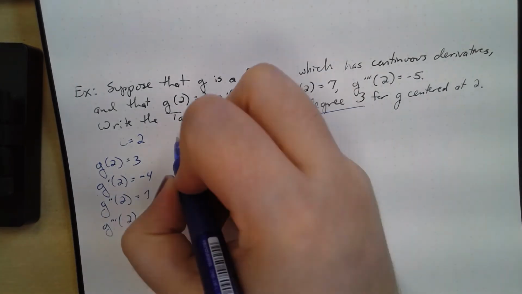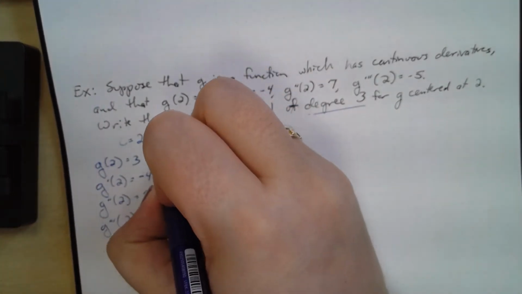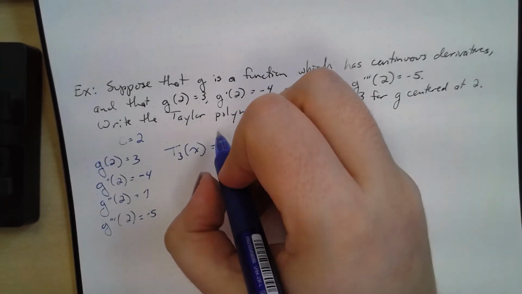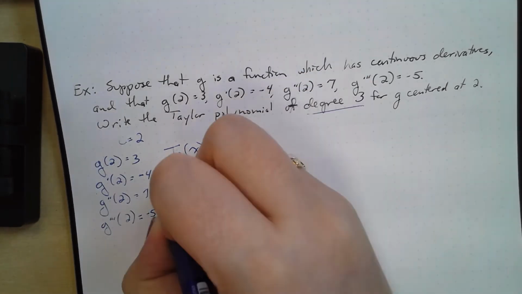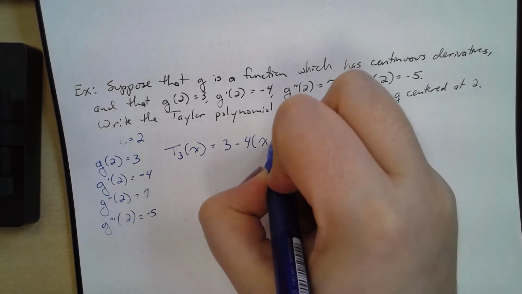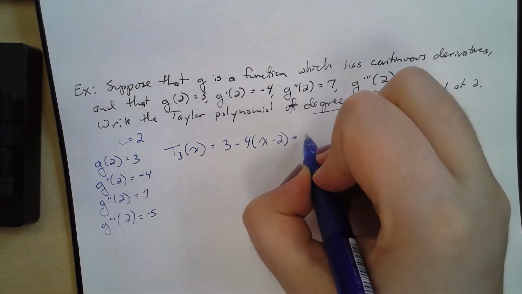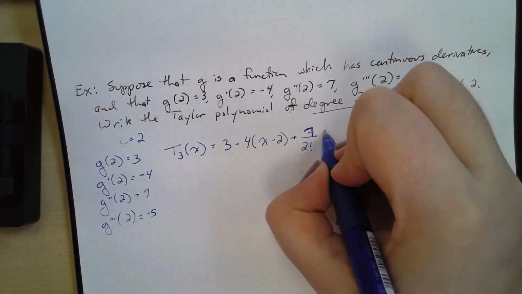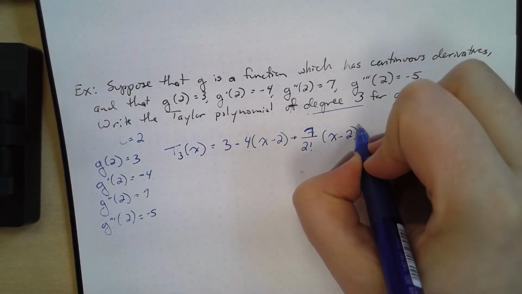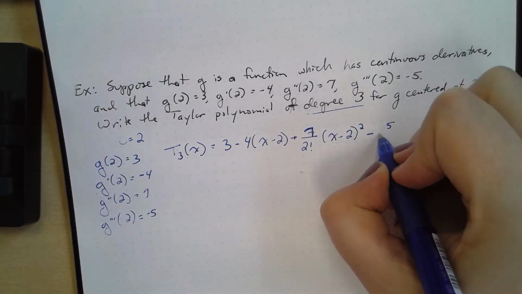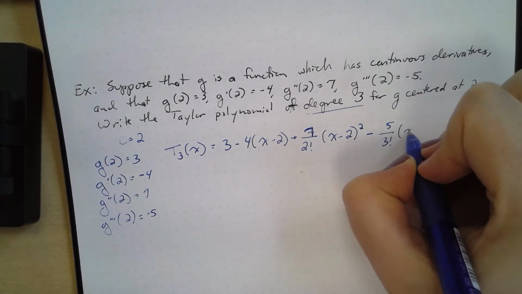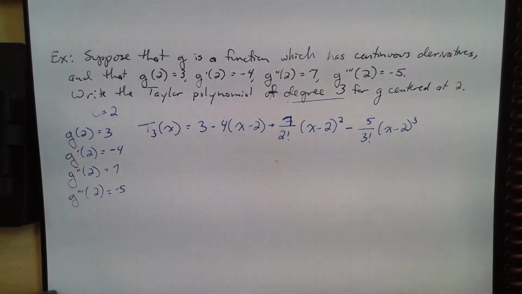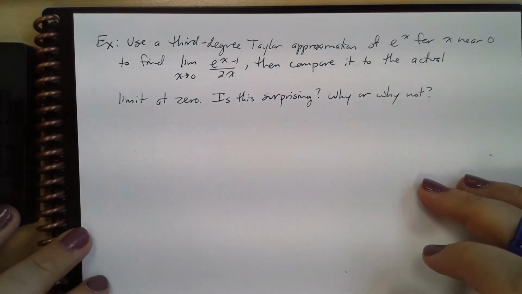So let's call our Taylor polynomial T sub 3 of x. It is equal to g of 2, which is 3, minus 4 times (x minus 2), plus 7 over 2 factorial times (x minus 2) squared, minus 5 over 3 factorial times (x minus 2) cubed. And that was it. That's all we were asked to do. So we wrote a Taylor polynomial. Great. All right. Another example.